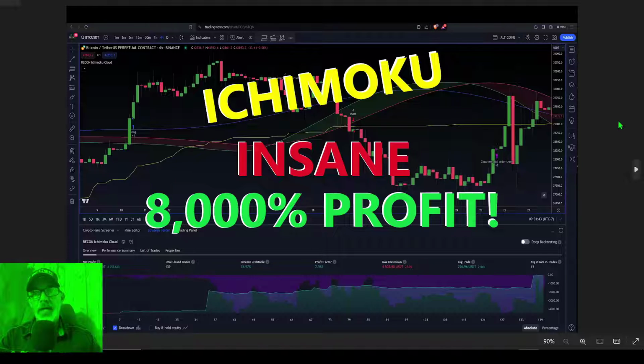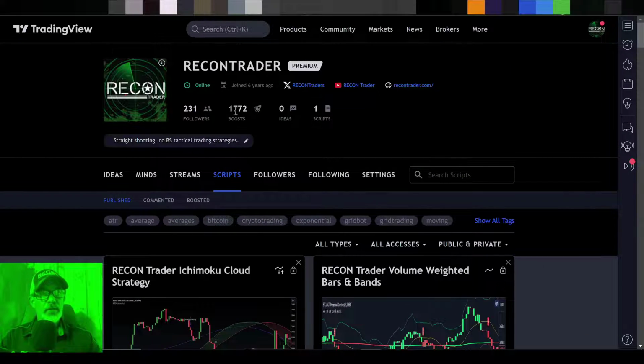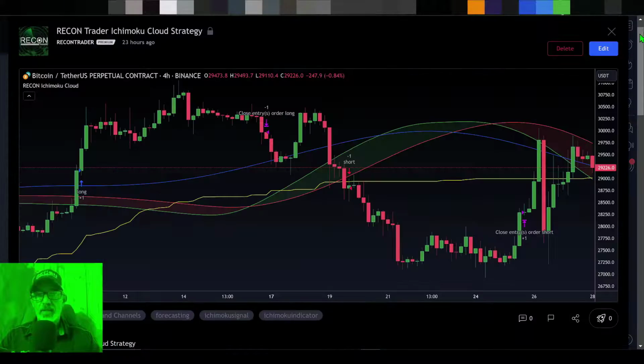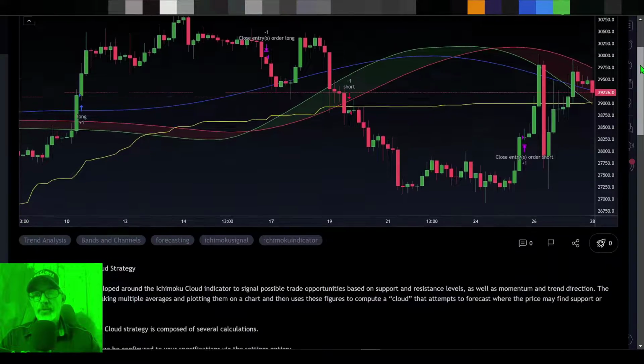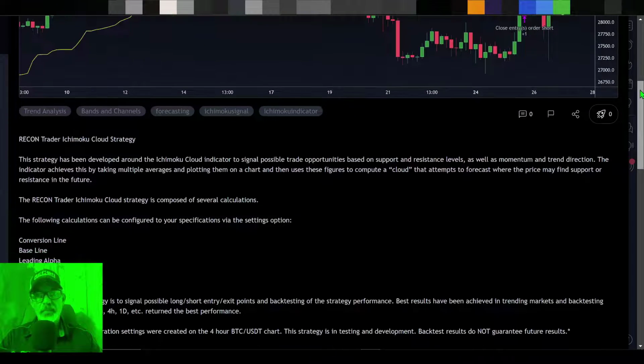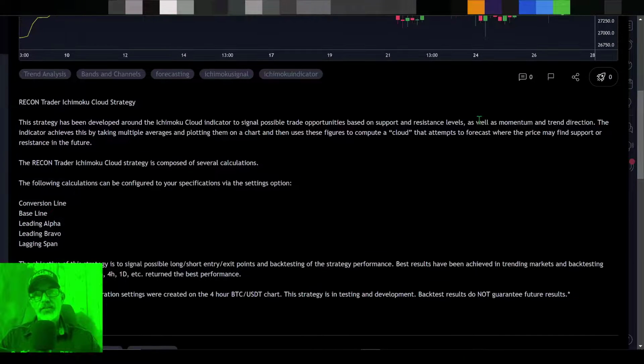the Ichimoku cloud. Alright, so if we jump over here to the indicators that I have created under Recon Trader over on TradingView, you can scroll down here to the Recon Trader Ichimoku Cloud Strategy, give that a click. And for those of you who are not familiar with the Ichimoku Cloud and how it actually operates, it is actually kind of an all-in-one indicator. It looks at support and resistance, it looks at trend, momentum.